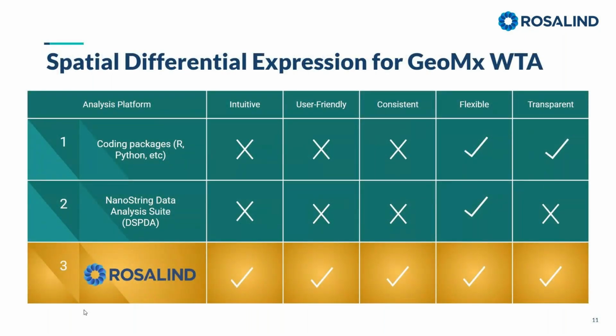So why do we want to think about this in terms of spatial differentiation and how we perform that? I like to compare how we approach this with Rosalind, and I'm going to show you that across this presentation, as well as some other competitors on the market. So we have coding packages like R and Python, as well as NanoString's Data Analysis Suite, or DSPDA.